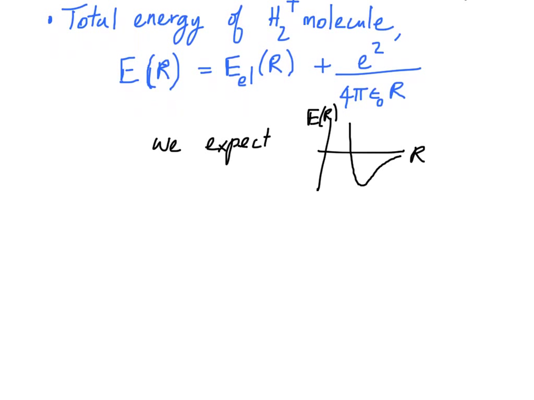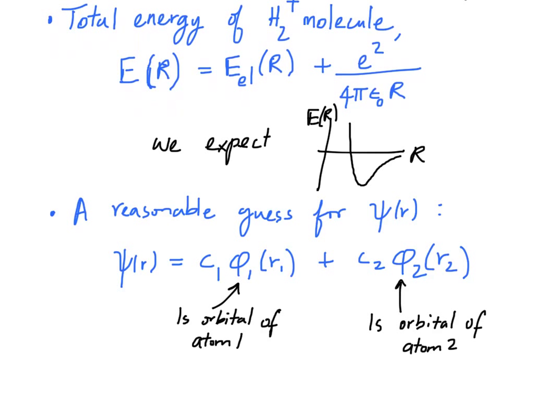So a reasonable guess for the molecular orbital, for the wave function of this H2 plus problem, could be some kind of a linear combination of the two atomic 1s orbitals. So there it is. Here is our suggestion for the wave function psi of r of the molecular system. This is our molecular orbital, and we are saying that it is a linear combination of two functions, phi1 and phi2, and c1 and c2 are just scalars. They are just numbers, coefficients of this linear combination.